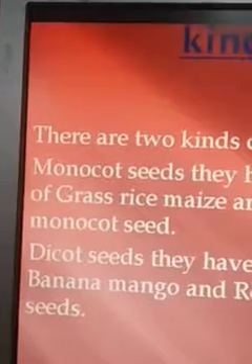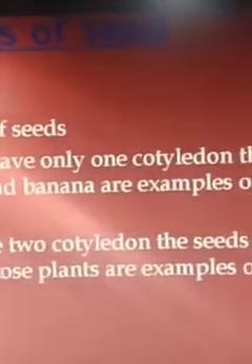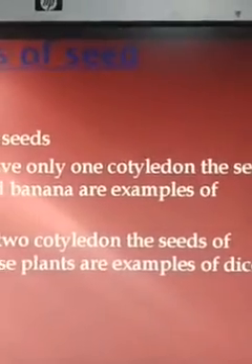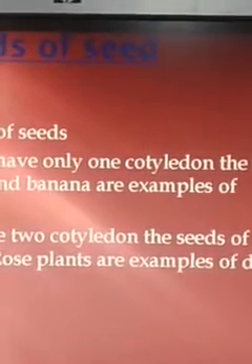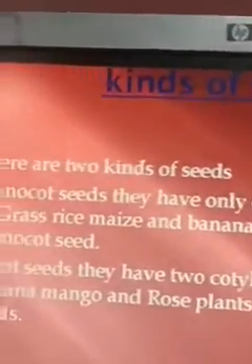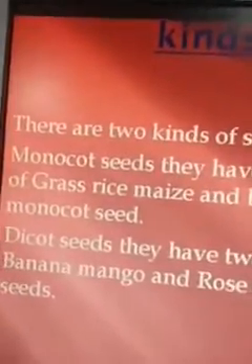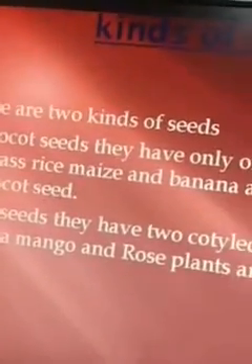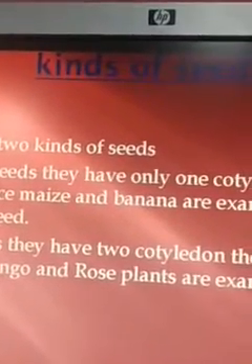Dicot. Di means 2. Some seeds have 2 cotyledons. These two-cotyledon seeds are known as dicot seeds. Banana, rose plants, mango plants, mango seeds, banana seeds and rose seeds are considered as dicot seeds. Why dicot seeds?